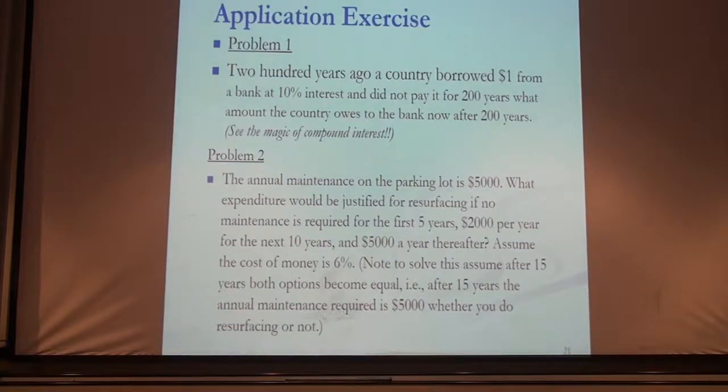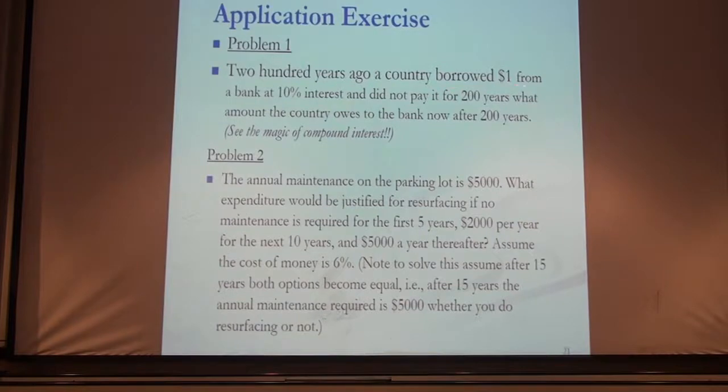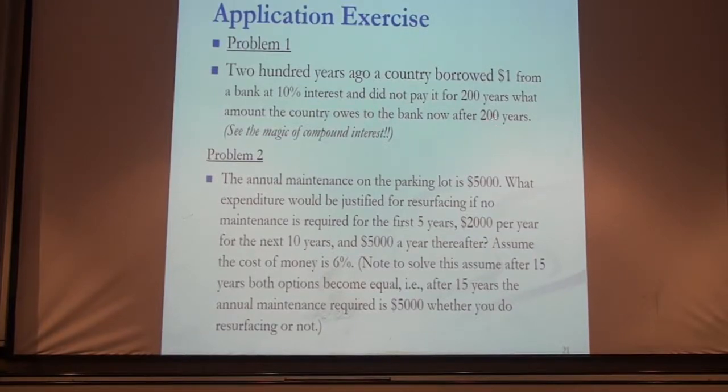Have you tried this problem earlier? Some of you have tried, because I did it in the other class. Some of you perhaps have not tried it. Try this one. This is very easy. 200 years ago, a country borrowed $1 from a bank at 10% interest and did not pay it for 200 years. What amount does the country owe to the bank now after 200 years? You just have n is 200 years, P is $1 and i is 10%.